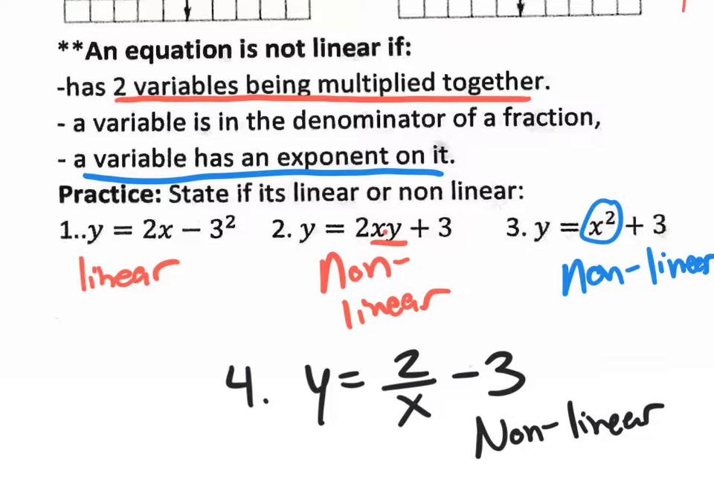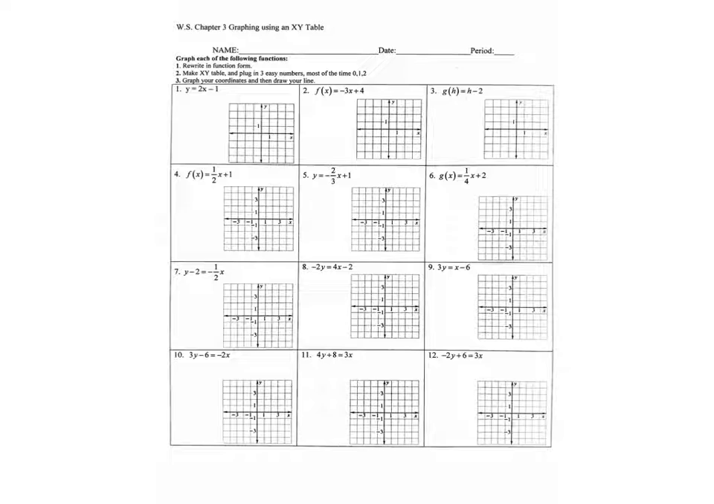All right, we're good. Now, on the back side, we have some graphing, and you first have to make sure it's in function form, y by itself, and then you got to make an xy table, usually using the inputs 0, 1, and 2. However, if you have a fraction in front of your x, you have to use different denominators. Let's go over a couple of examples.